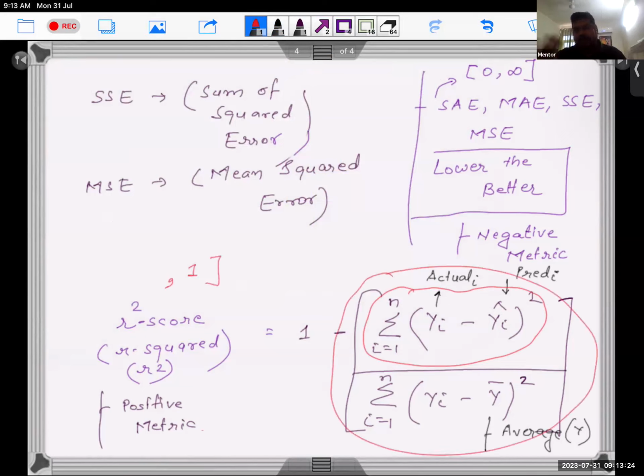Okay, so this is negative of any negative metric. Okay, we'll make it positive. Does that make sense? Yes or no? Is this clear? So you can put a negative sign in front of the metrics that you have seen, and they will become positive metrics. In that case, higher the better.